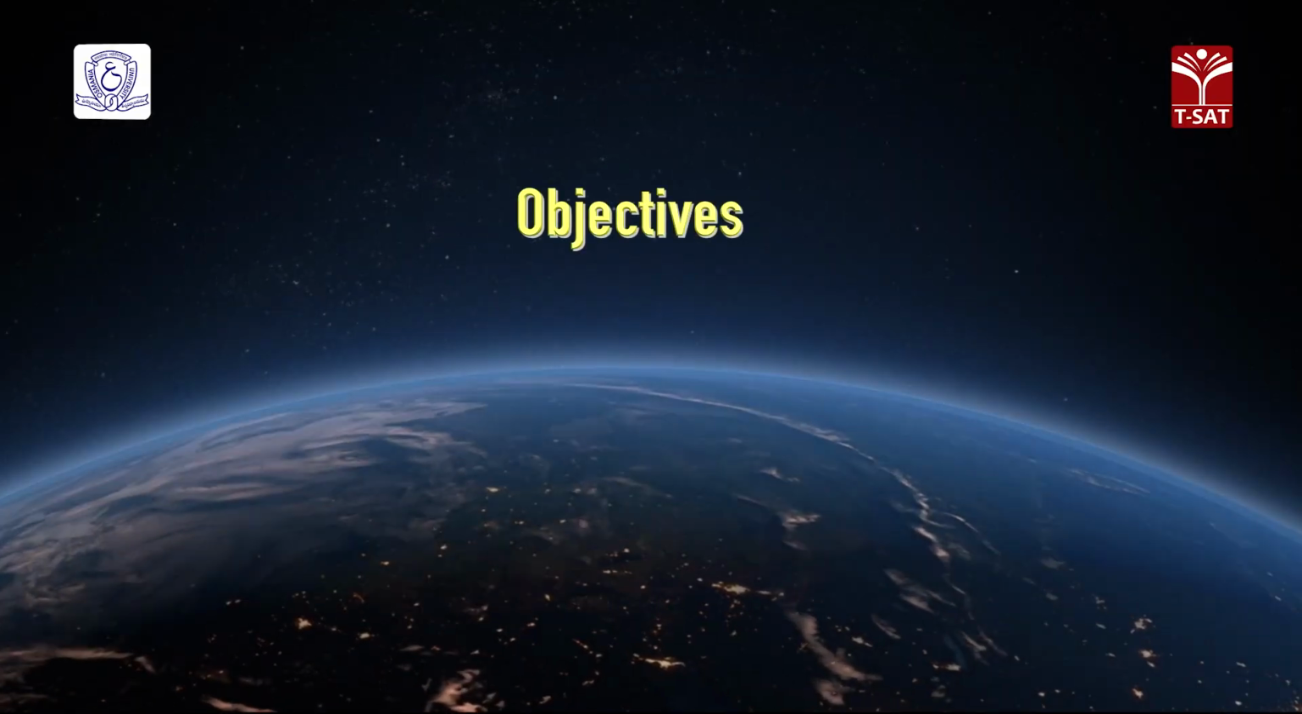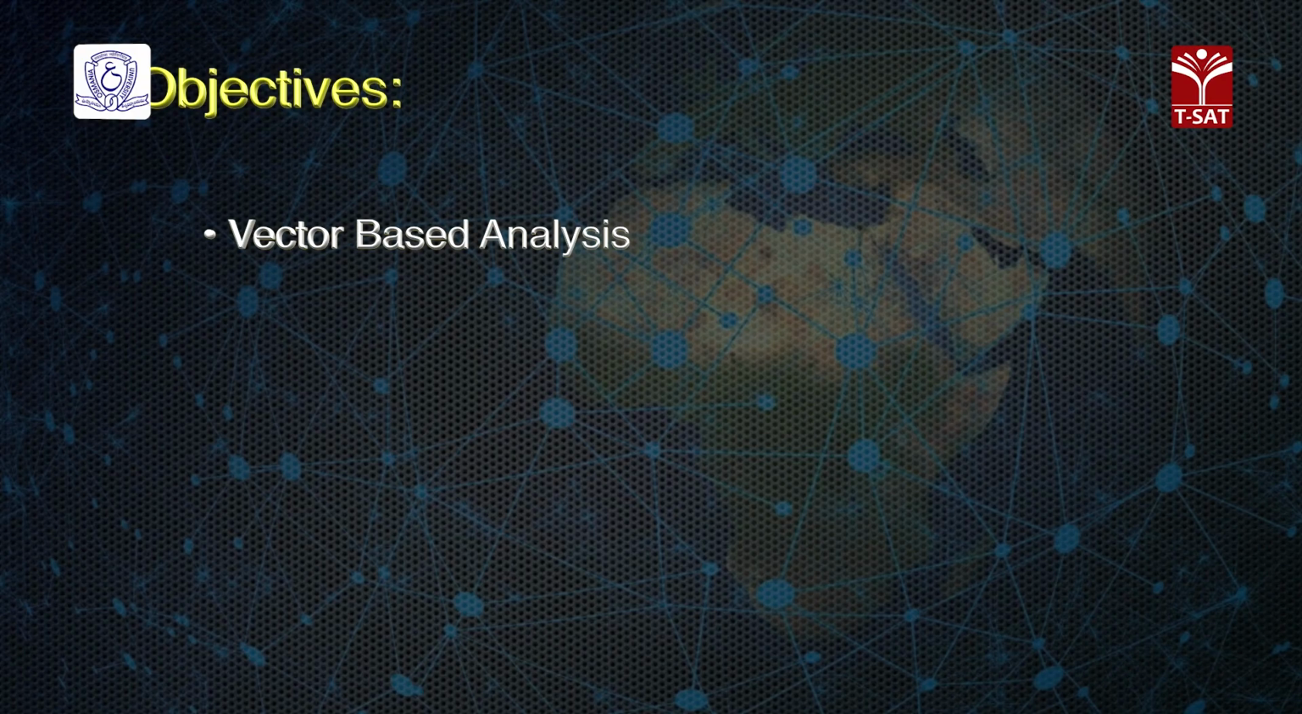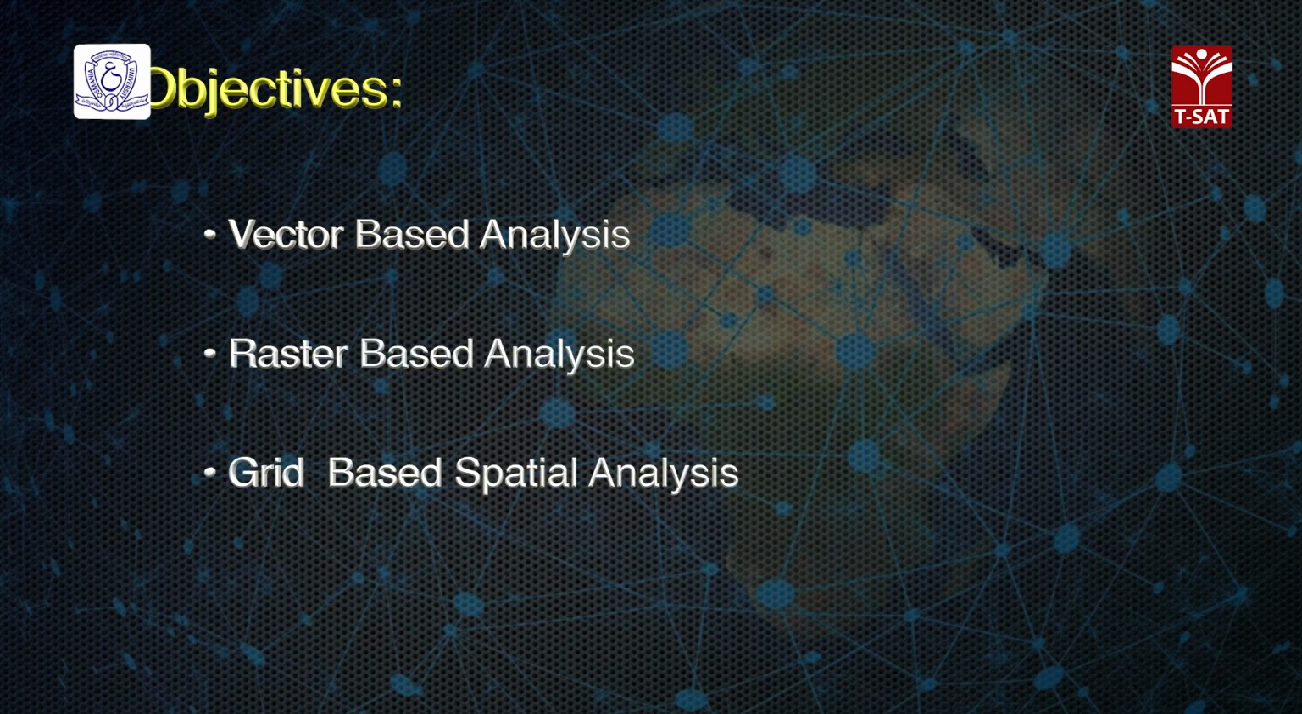In the previous chapter, we discussed various aspects linked to spatial data analysis. In this chapter, we will understand different spatial analysis types like vector-based analysis, raster-based analysis, and grid-based spatial analysis.